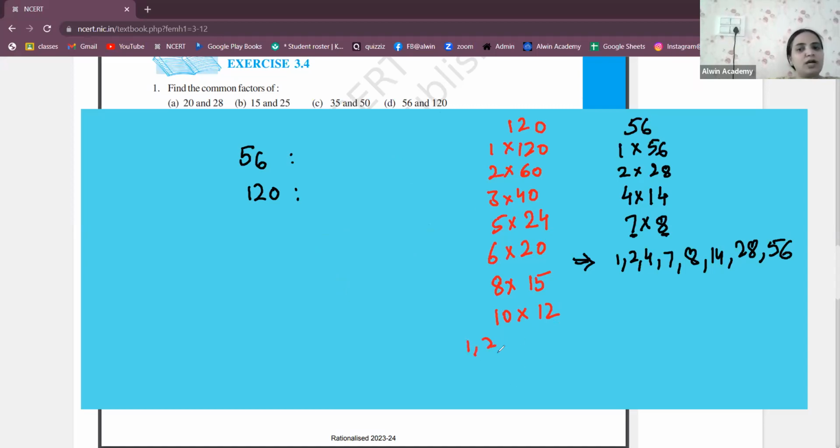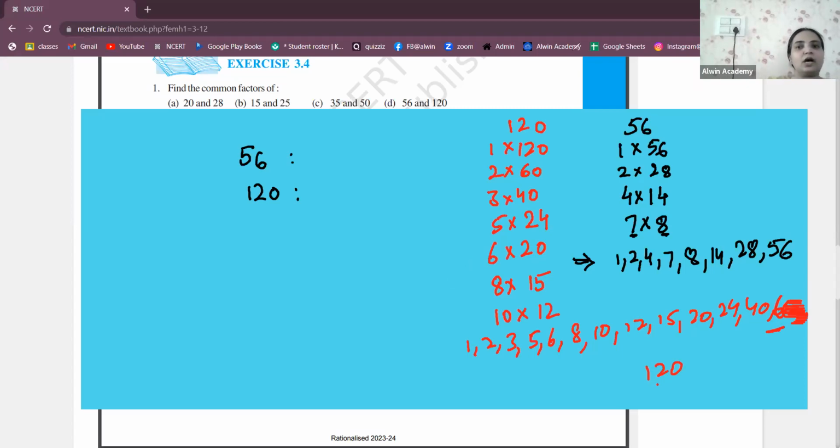What are the factors? 1 2 3 5 6 8 10. यहाँ तक आ गए increasing order में. अब इधर चले. 12 15 20 24 40 60 and 120. हमेशा याद रखना बेटा, हाफ नंबर के बाद, 120 का हाफ होता है 60. 60 के बाद अगला फैक्टर सीधा 120 होता है. बीच में हाफ के बाद कोई फैक्टर नहीं होता.